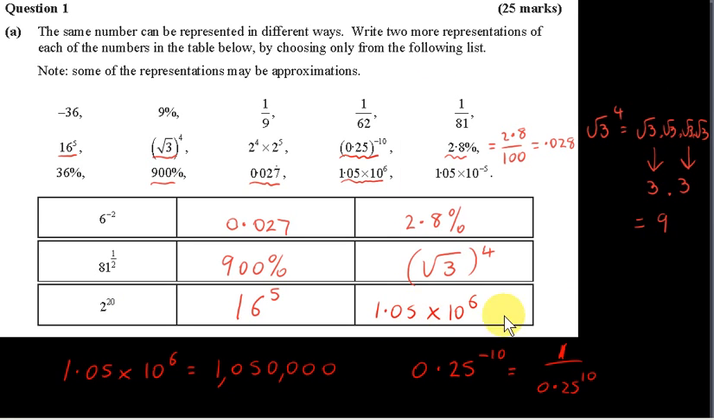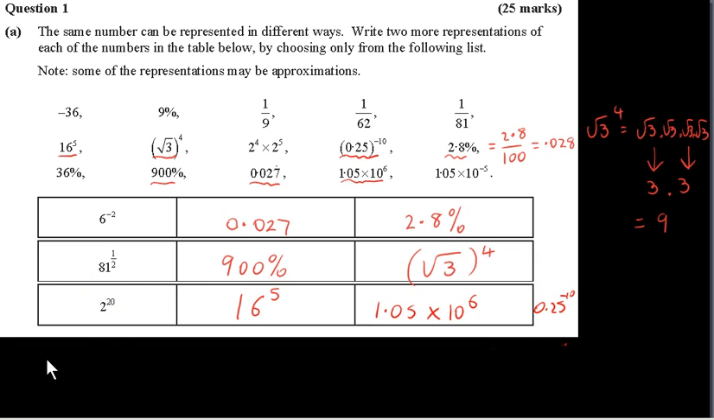So we could use as a third option 0.25 to the power of minus 10, which is exactly 2 to the power of 20. As an aside, let's see why 0.25 to the power of minus 10 is exactly equal to 2 to the power of 20. Well, 0.25 to the power of minus 10 is, as we saw already, 1 over 0.25 to the power of plus 10.